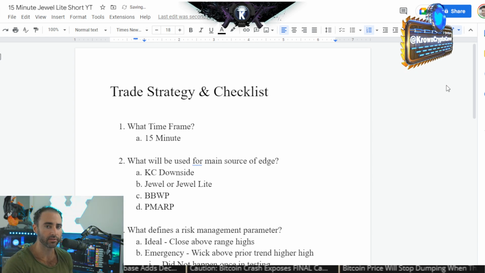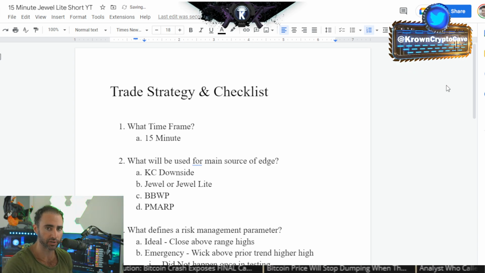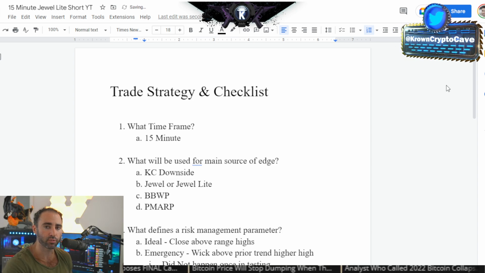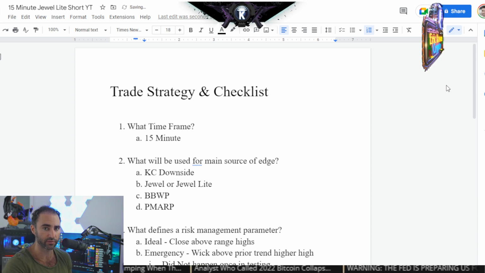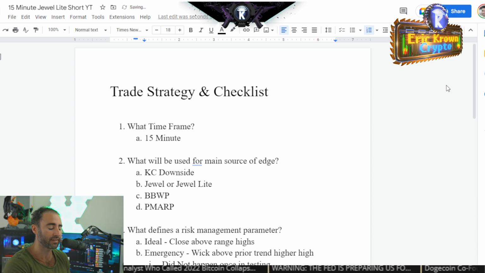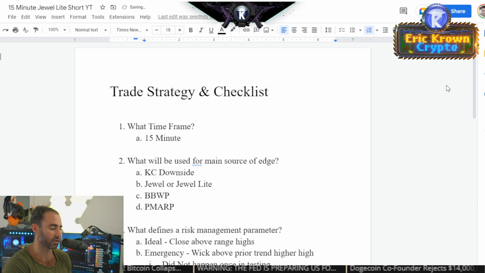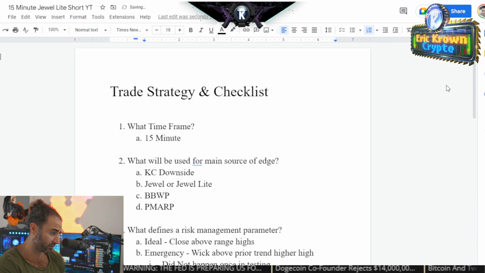Quick and hopefully easy to digest strategy for the Jewel and Jewel Lite. This is essentially a prelude for an upcoming program that I'm going to be releasing, which is a bunch of different strategies, the statistics that go alongside them, and then how to actually do them, of course, as well. All right, sweet. So let's start it off right on over here.